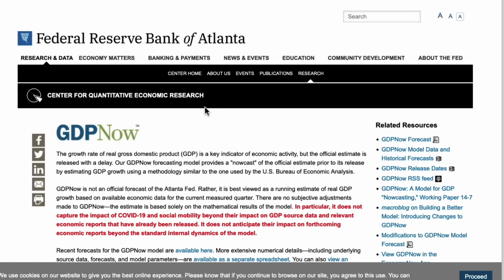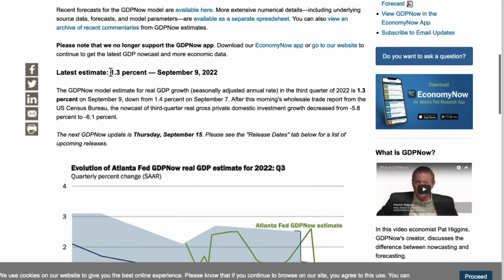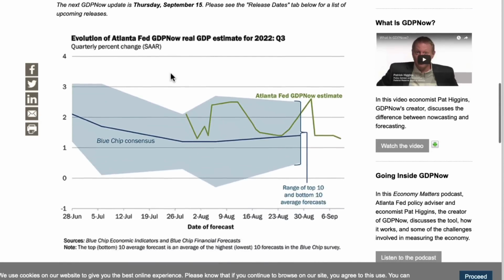This is GDPNow from the Atlanta Fed. It gives you an idea of where it happens to be. Blue Chip consensus we can see is 1.4. GDPNow estimates are, I think, 1.3. Where are we? Yeah, the latest estimate is 1.3, based on September 9th.